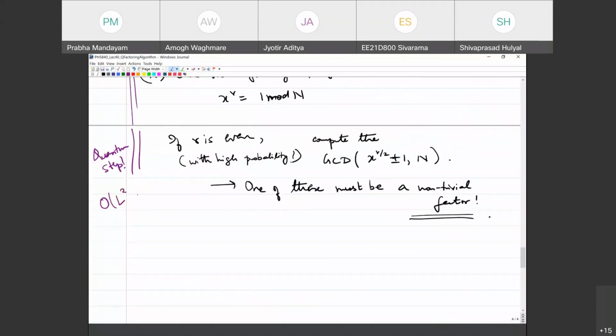So overall, the performance of this algorithm, or I think I've been calling this the resource scaling for the algorithm, is simply order L cube gates or operations, which is order log n cube.